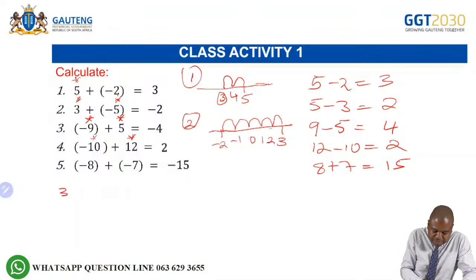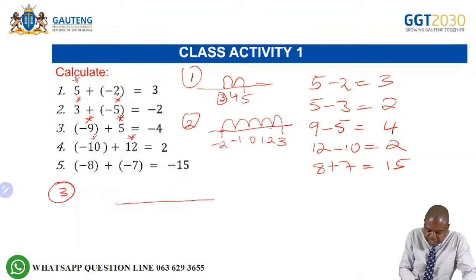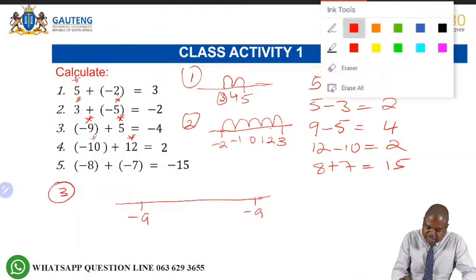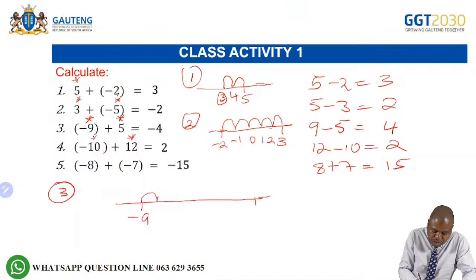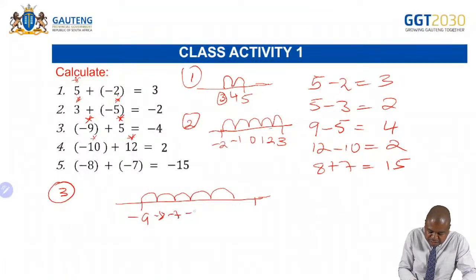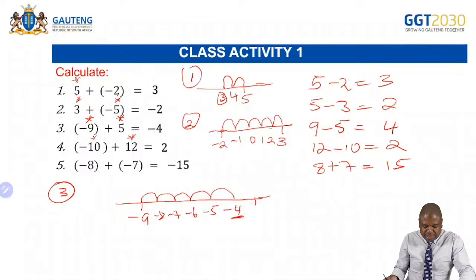Then for number 3, we're going to start at -9, and we are adding a positive number. So we're going to move how many times to the right? 5 times. 1, 2, 3, 4, 5. It was going to be -8, -7, -6, -5, -4. So that's why I have -4 there.